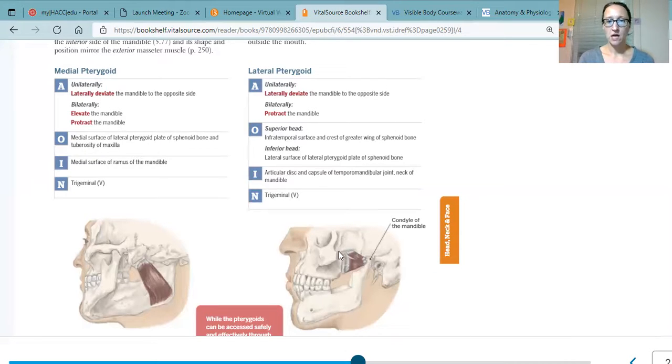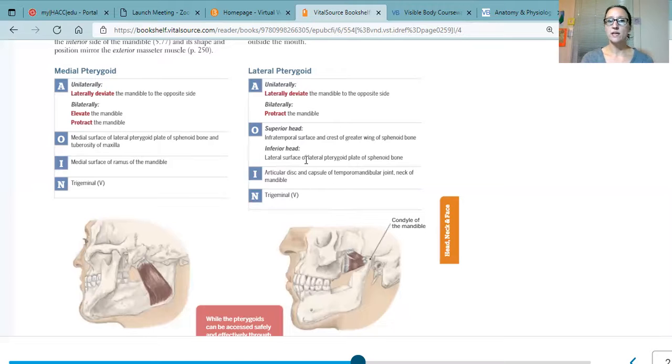Lateral pterygoids, again, look very wing shaped. So this is where we get the name. It looks like a wing. This one actually has two different parts to it. We have a superior head and an inferior head. So right there is the superior head. This is the inferior head.